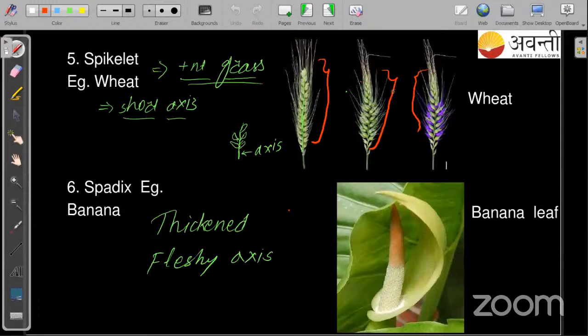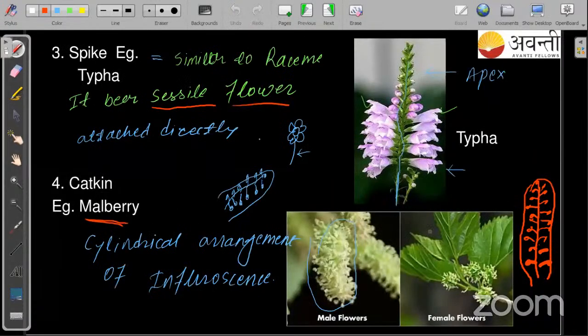Yes, actually, Akshay, those are the flowers. This white part is the flowers, and this is the central axis. Around the central axis there are flowers, and this is the complete inflorescence structure.